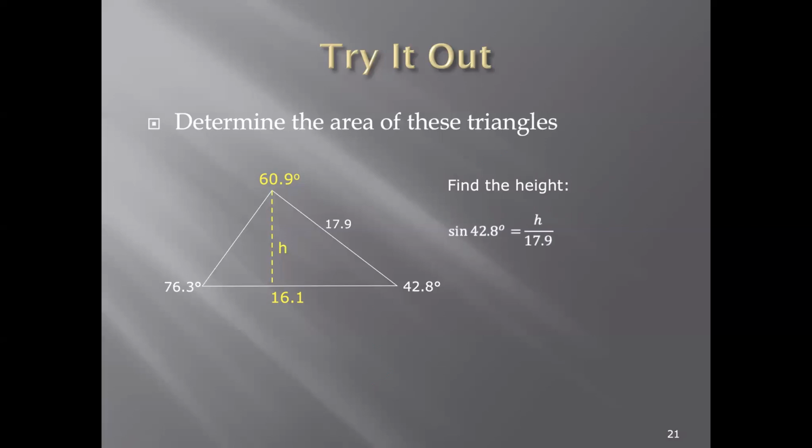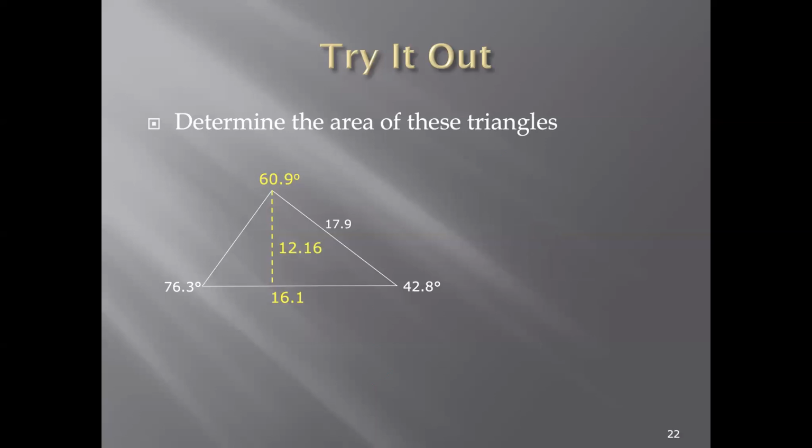Therefore, the formula will be sine 42.8 degrees equals the opposite side, which is the height, all over the hypotenuse, which is 17.9. Simplifying the equation, the height will be 17.9 sine 42.8 degrees. Therefore, the height is 12.16.